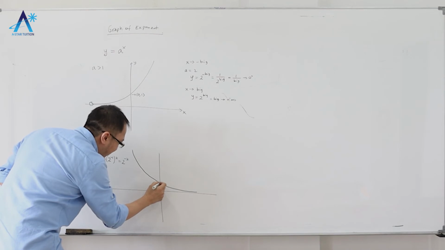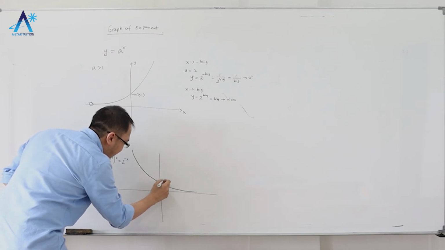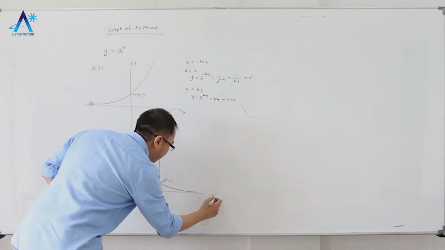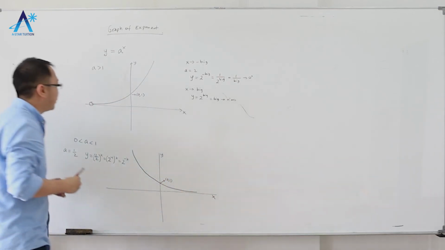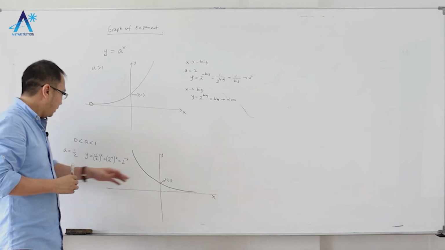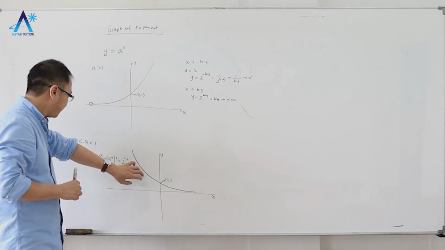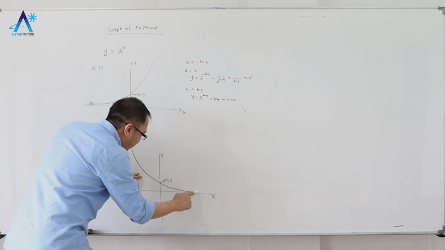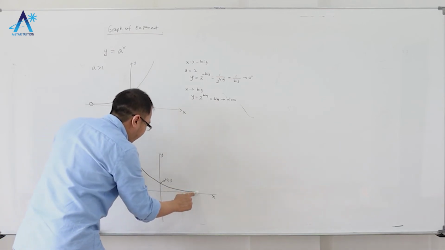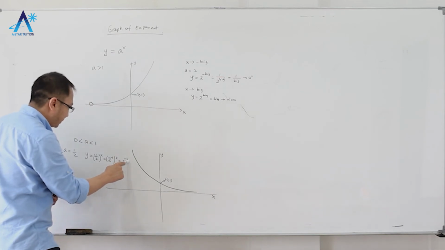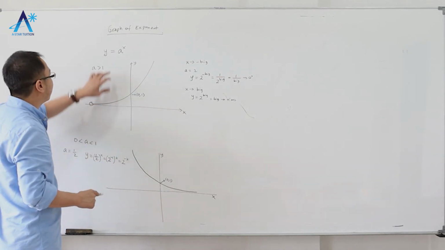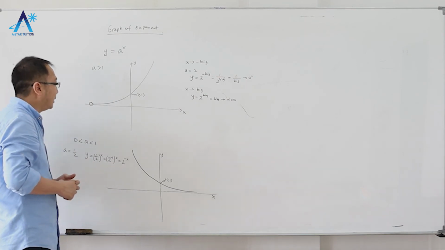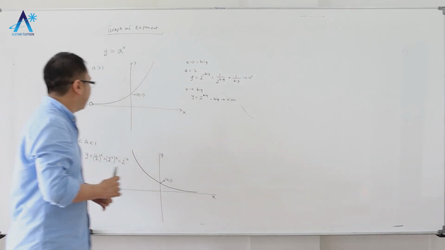This is the y-intercept and it remains unchanged, which is (0, 1). So as you can see, this graph is approaching 0 when x is approaching a big number here. Okay, it's basically the reverse of this graph by the y-axis.